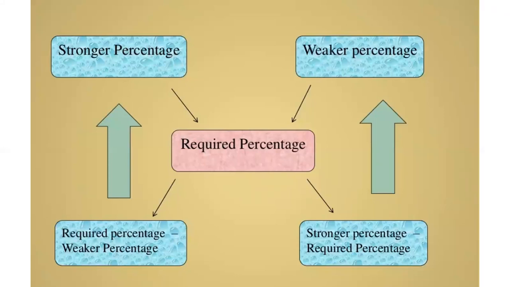When a problem is given for this allegation method, first in the center of the page you have to write the required percentage we have to calculate. Then on the left side top corner, we have to write the weaker percentage. On the right side top corner, we have to write the stronger percentage. On the left side down corner, we have to write the stronger percentage minus the required percentage. On the right side down corner, we have to write the required percentage minus the weaker percentage. So this is the chart. This is the formula for calculating the allegation method.